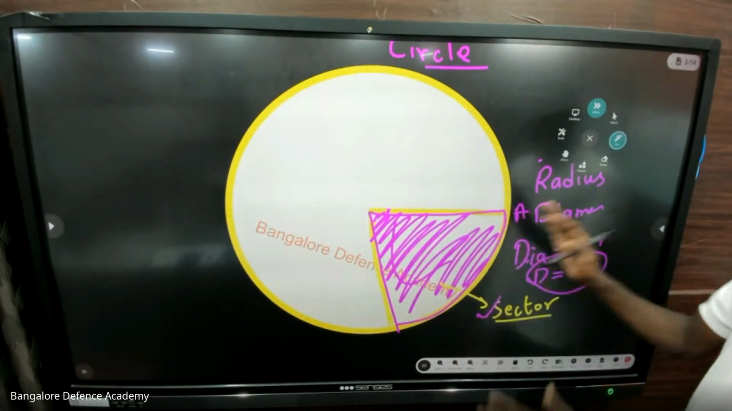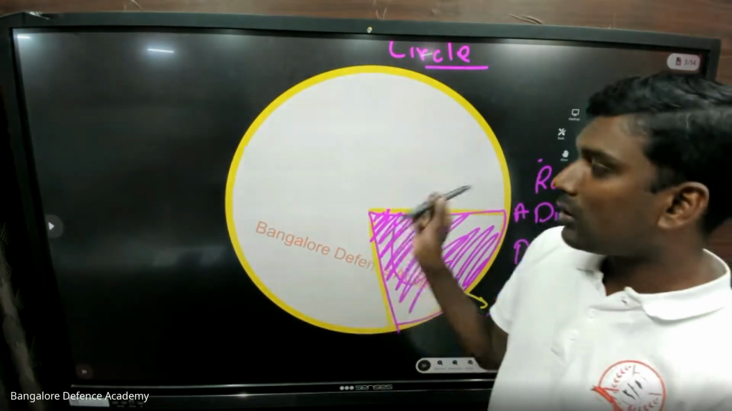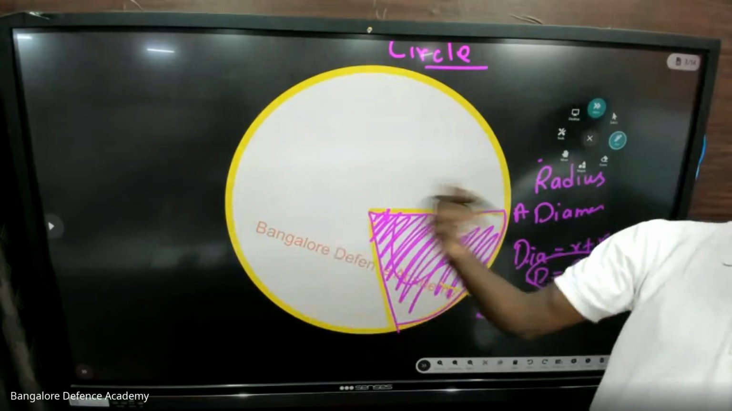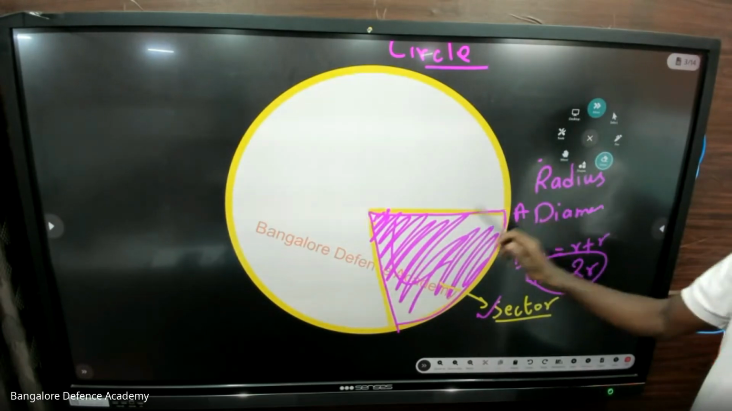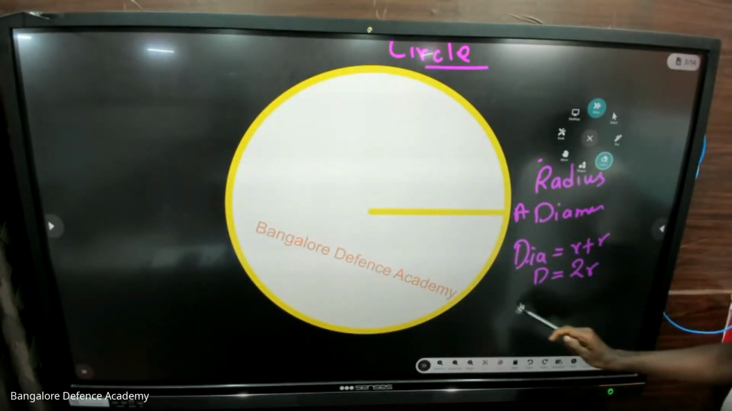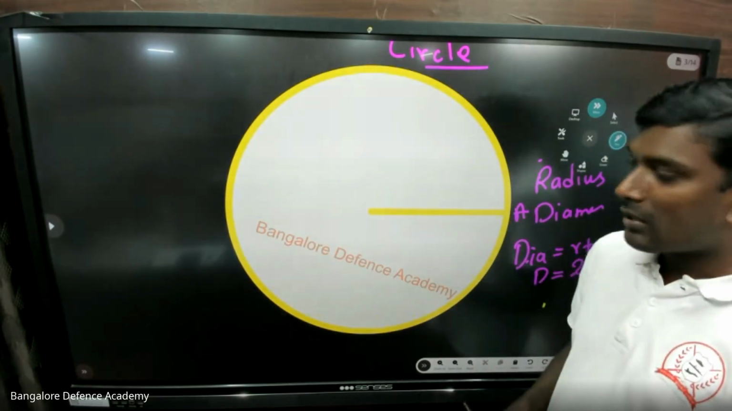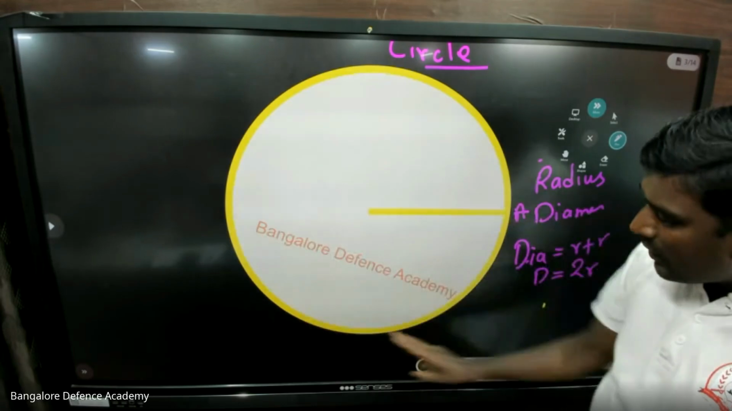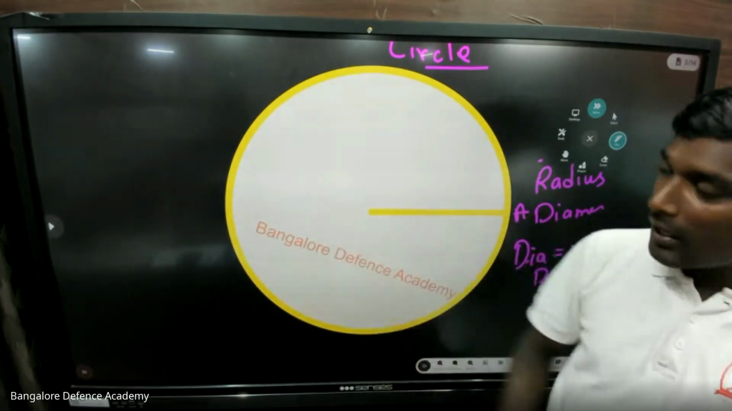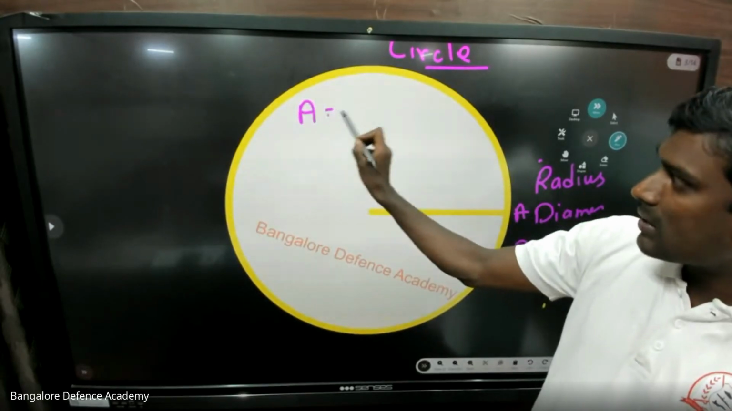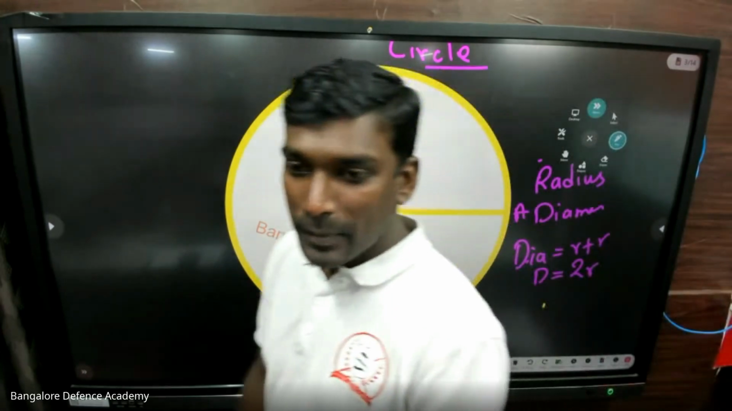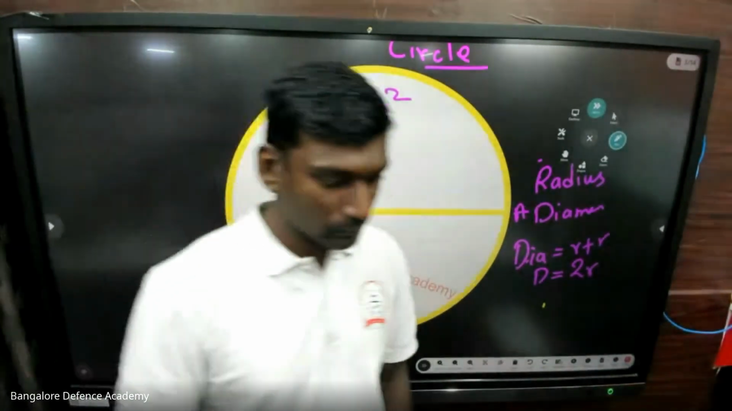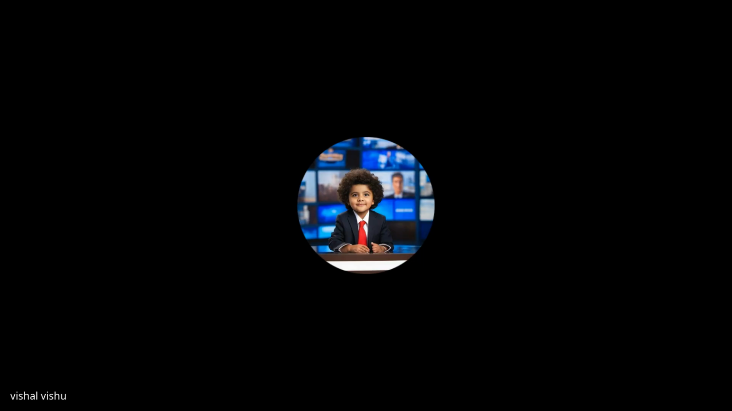Like that, many things are there. Then we have chord, segment, and arc. But you have an easier part for your exam. You don't need this much detail. Let us understand area. This white colored region is the area of the circle. The formula for area of a circle is pi r square. Write down quickly.